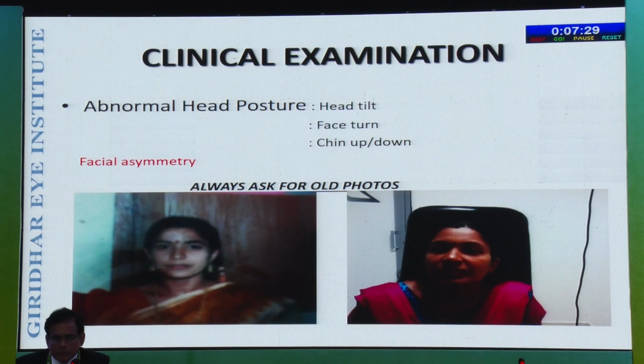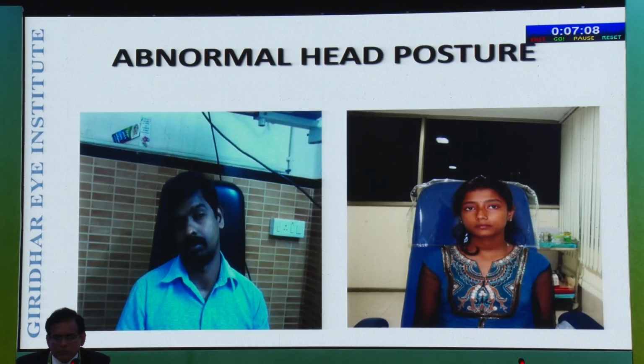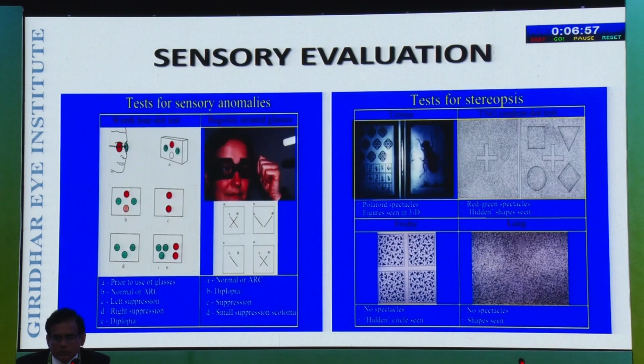As the patient enters your OP room, you have to look for abnormal head posture, head tilt, any face turn, any chin up and down position, and also look for any facial asymmetry. If there is any doubt, you have to ask for old photographs. The head posture could be as subtle as in this picture, and it could be large as in this picture.